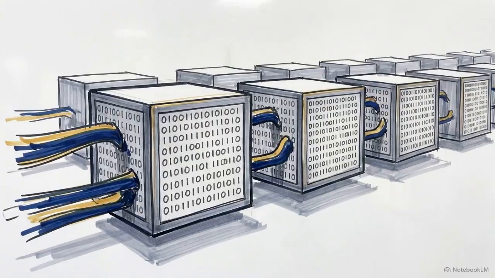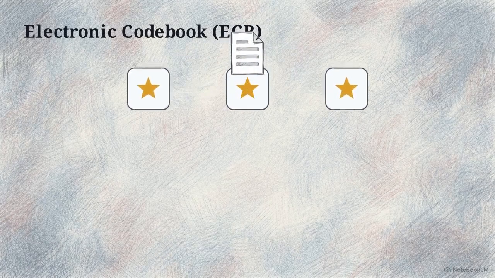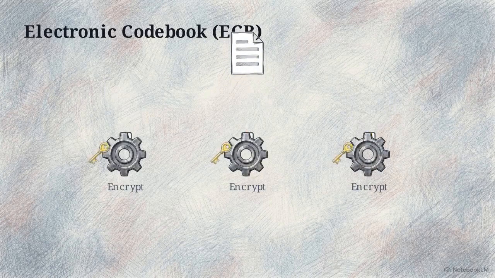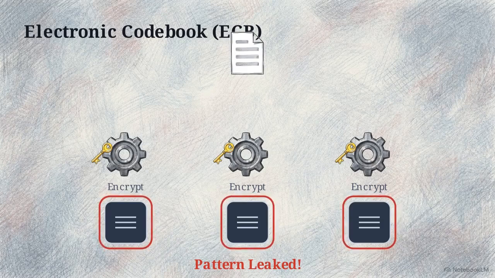When messages are longer than a single block, we have to string them together using modes of operation. The simplest approach is the electronic codebook, or ECB mode. In ECB mode, every block is encrypted completely independently. If you input identical plaintext blocks, you output identical ciphertext blocks. The resulting data retains visual patterns, leaking information about the plaintext to attackers.